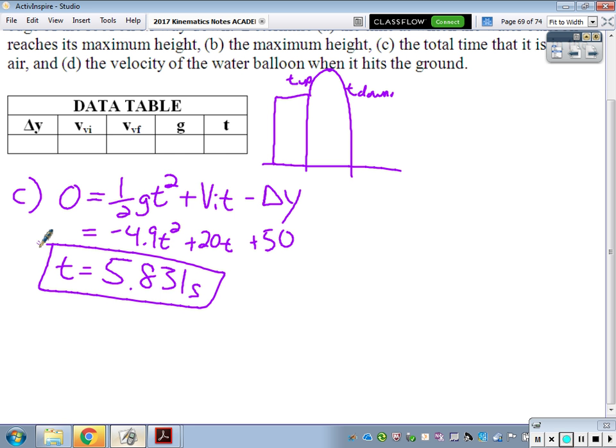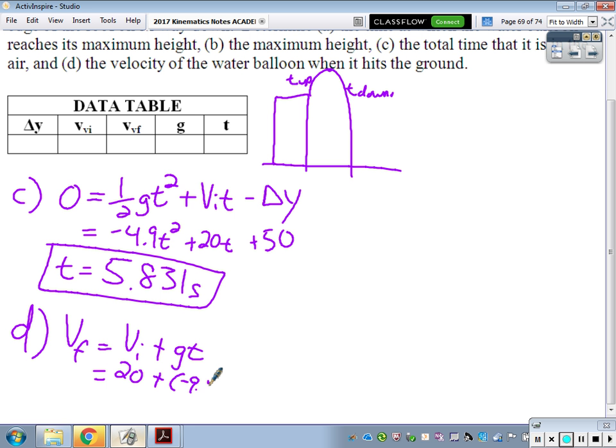Okay, part D, once we have everything solved, actually should be the easiest. What is the final velocity of the water balloon when it hits the ground? Well, I say let's just do it the easiest way. V final equals V initial plus GT. Even with this one, we now have options. But let's use the actual initial velocity, and let's use the actual time. So initial velocity was 20 plus negative 9.8, all times the total time of 5.831. I know it's going to have some inherent rounding there, but I'm fine with that.